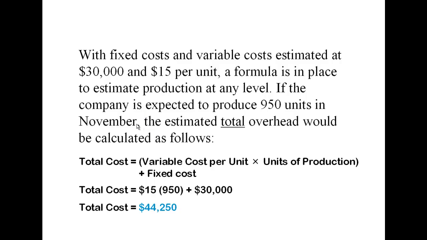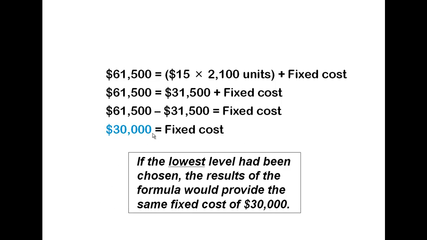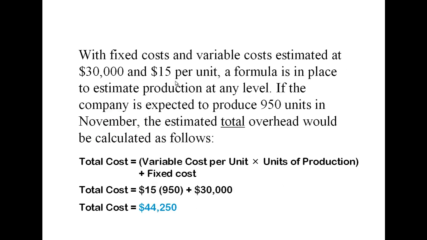Okay, so if we look back a second ago, remember 30,000 is the fixed cost and 15 is the variable cost per unit, right? So now we can create a formula to estimate the production at any level. So if the company is expected to produce 950 units, we can go ahead and estimate that out to figure out what the total cost is going to be.